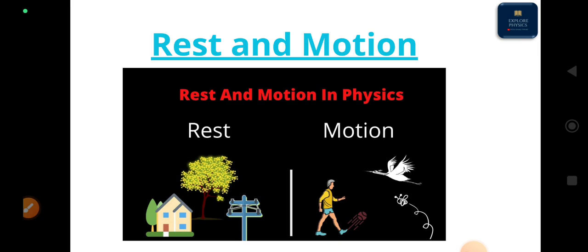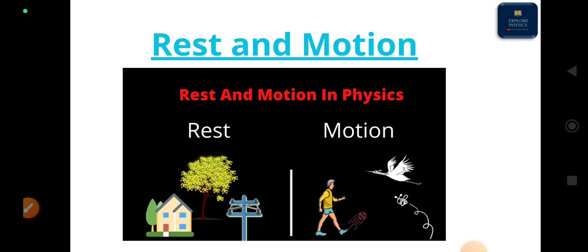And what is meant by motion? When your object is moving from one place to another place, just like a man is throwing the ball, a man is walking, also the ball is going from one place to another place, so at that time the ball is in motion. Now a bird is flying, birds flying are also examples of motion. Here a honeybee is moving from one place to another place, that also comes under motion.